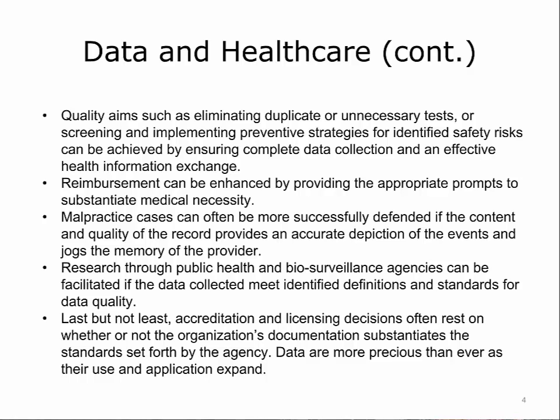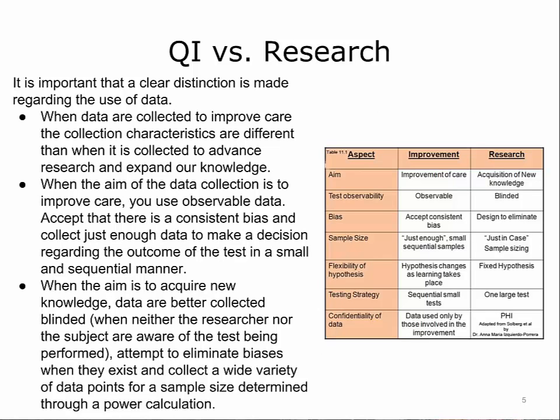Data are more precious than ever as their use and application expand. It is important that a clear distinction is made regarding the use of data. When data are collected to improve care, the collection characteristics are different than when it is collected to advance research and expand our knowledge. When the aim of the data collection is to improve care, use observable data. You accept that there is a consistent bias and collect just enough data to make a decision regarding the outcome of the test in a small and sequential manner.